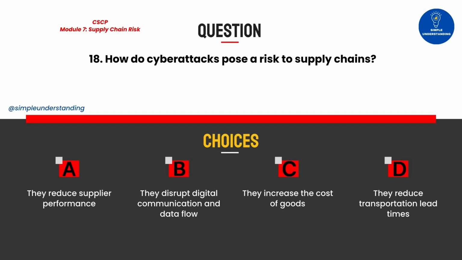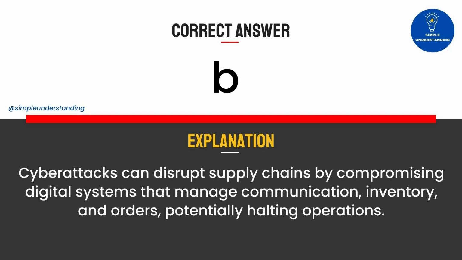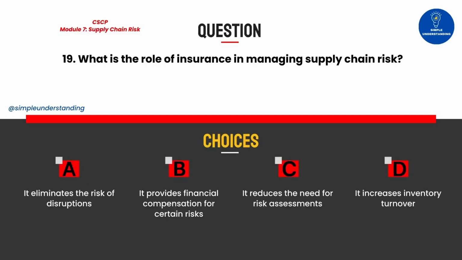18. How do cyberattacks pose a risk to supply chains? A. They reduce supplier performance. B. They disrupt digital communication and data flow. C. They increase the cost of goods. D. They reduce transportation lead times. Correct answer B. Explanation. Cyberattacks can disrupt supply chains by compromising digital systems that manage communication, inventory, and orders, potentially halting operations.